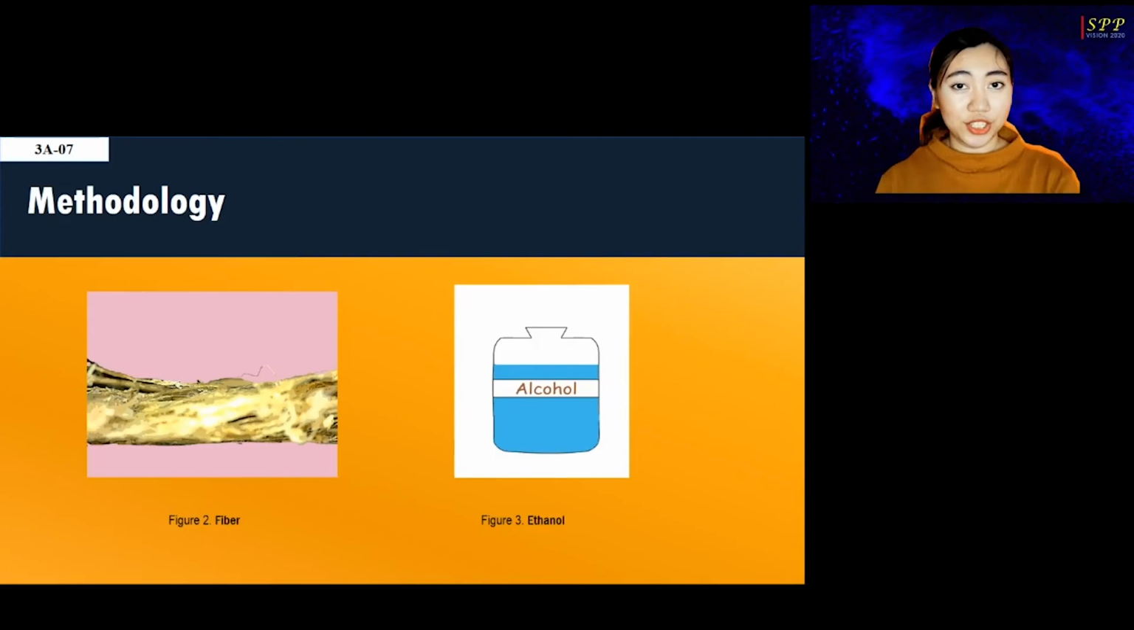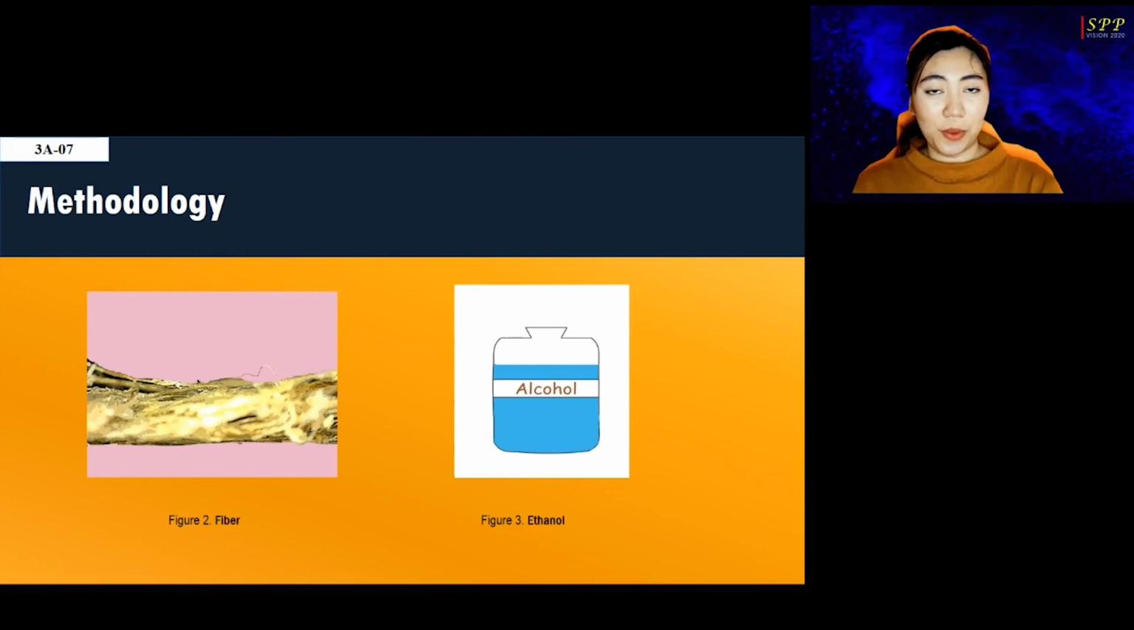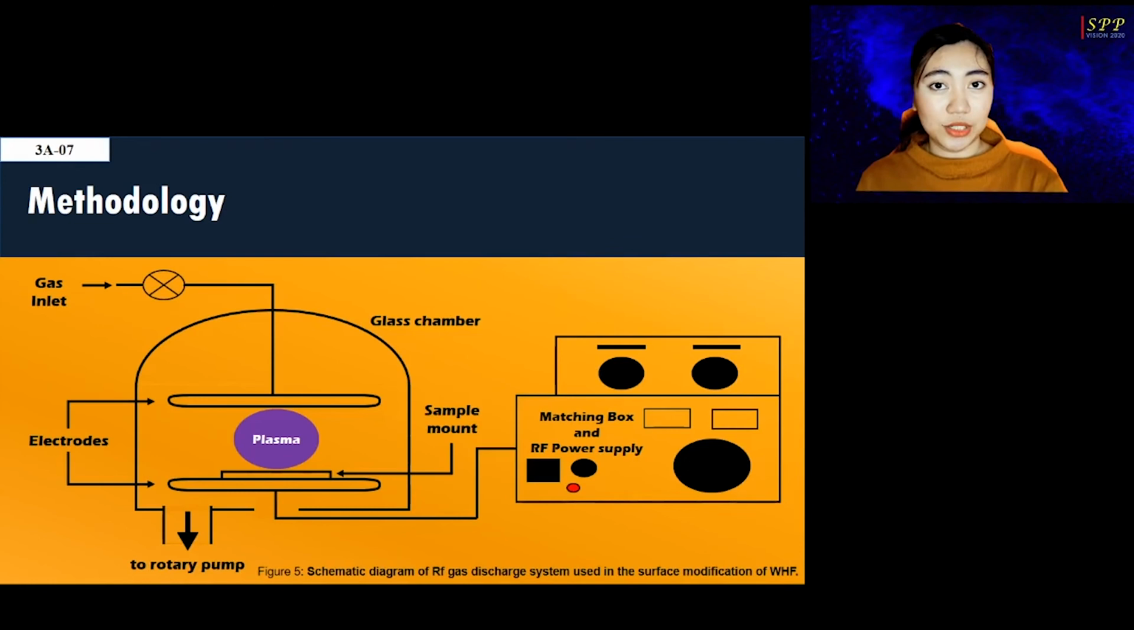For our methodology, the water hyacinth fiber samples were provided by the PTRI, while ethanol was provided by the PUP Manila. For the pretreatment procedure, the water hyacinth fibers were divided into 4 groups: control or untreated, ethanol pretreated only, plasma treated only, and ethanol pretreated for 10 minutes, followed by argon plasma treatment.